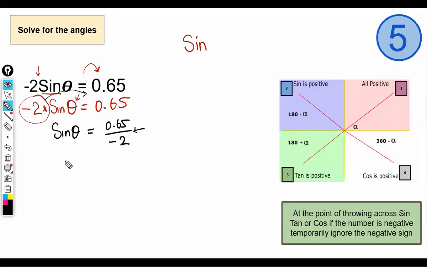We haven't thrown across the sine as yet. We threw across the minus 2. So sine theta equals 0.65 divided by minus 2. I keep it at 3 decimal places, because it's such a nice decimal. I'm not going to round off. Everyone take down up to there. Remember, we're trying to solve for theta. But the first person to throw across is not sine. You have to throw across the minus 2, which is a multiply.